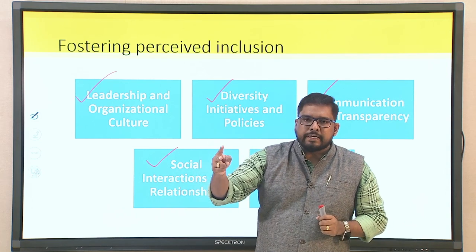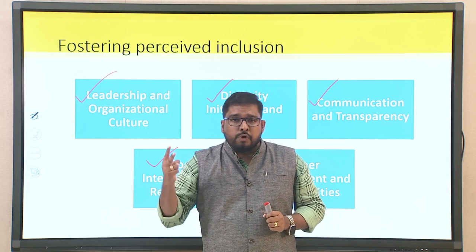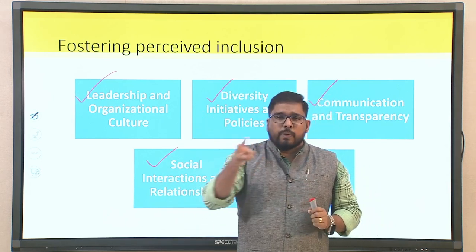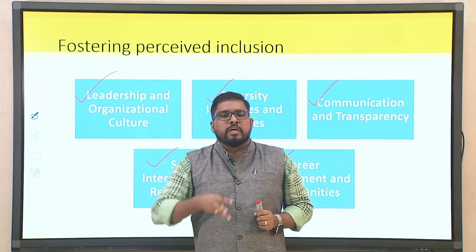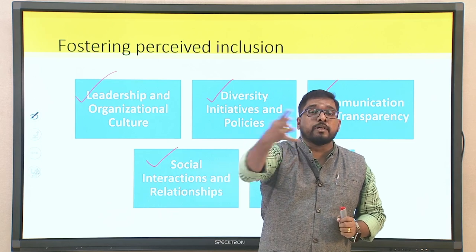look into the diversity initiatives and the policies associated with that, what the organizations are taking. You have to look into the communication and the transparency that is going on within the group, within the team, within the organization as such. You have to be very critical about the social interactions and the relationships that are emerging.